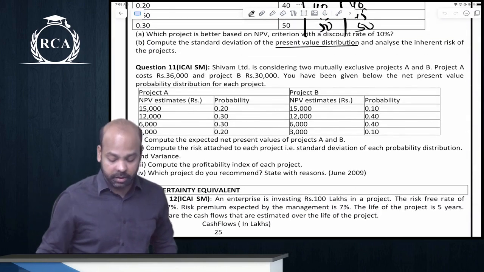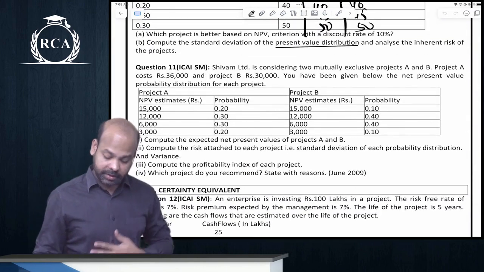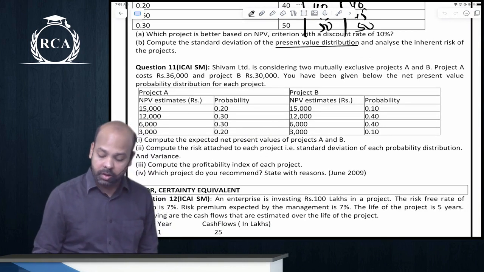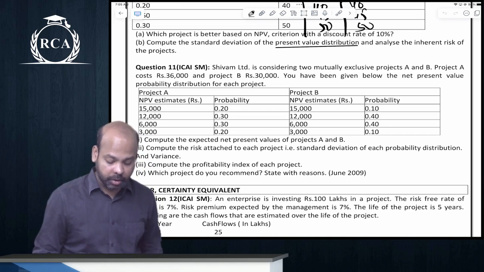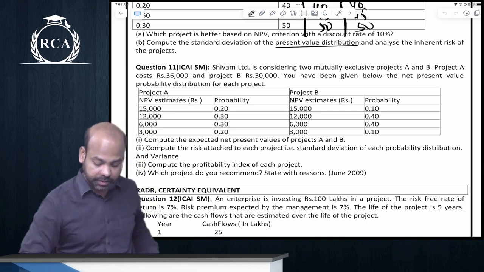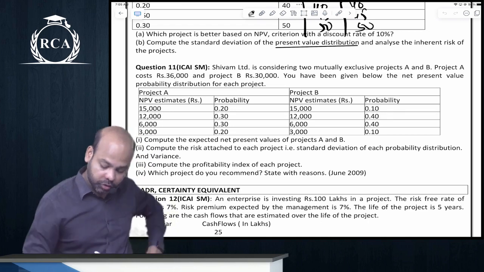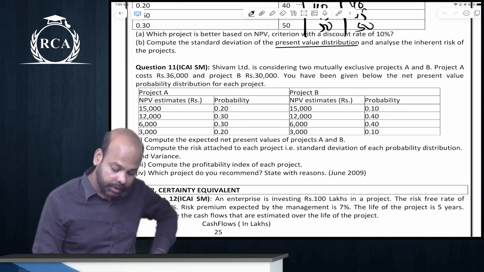Shivam Limited is considering two mutually exclusive projects A and B. Project A will cost 36,000 while B will cost 30,000. You've been given the following NPV probability distribution for each project. They've already computed NPVs and given us. We're supposed to arrive at the expected NPV.